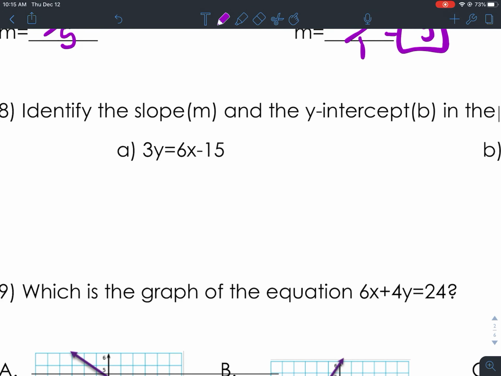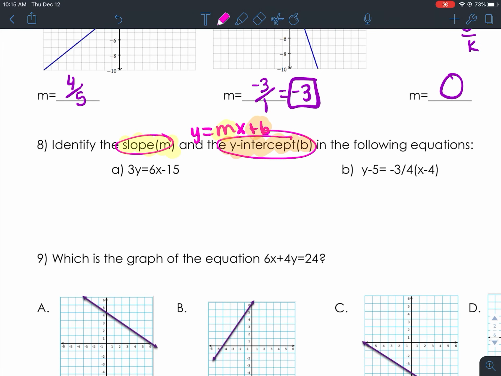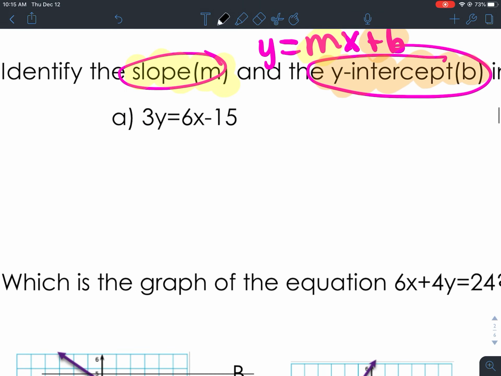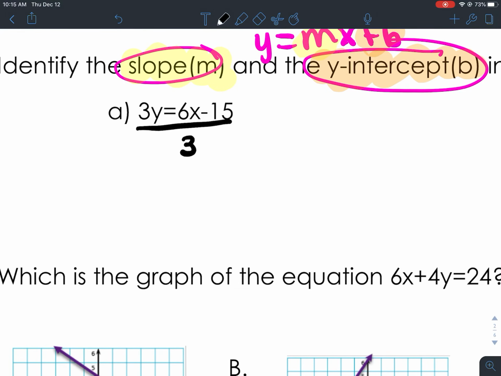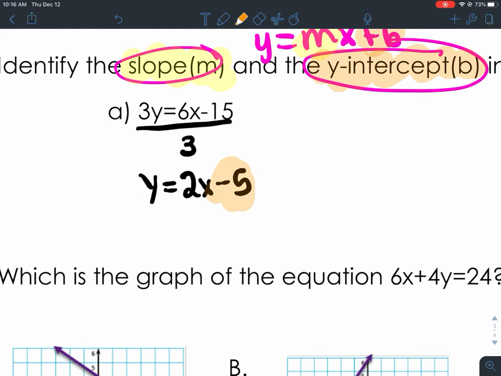All right, for number 8, this one, they're asking you for the slope and the y-intercept. So in order to get it, you have to put it in y equals mx plus b. And then once it's in that form, the slope is whatever's connected to the x, and the y-intercept is the other number. So you have to solve for y. For this one, in order to get y by itself, I'm not making anything 0 here, I'm just going to divide. And so then I get 2x minus 5. And your y-intercept is there, the negative 5, and your slope is just a 2.